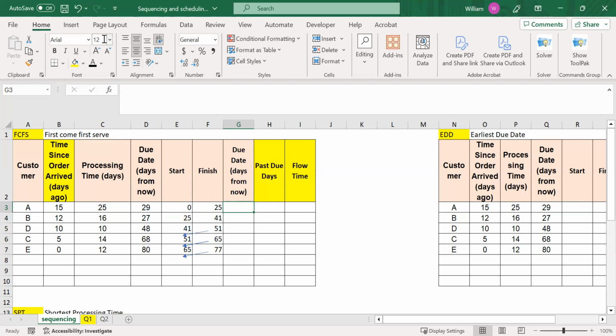Let's leave it in there. Let me backtrack. Let's go ahead and leave this in here. And let's calculate our past due dates here. Past due is the finish minus the due date.